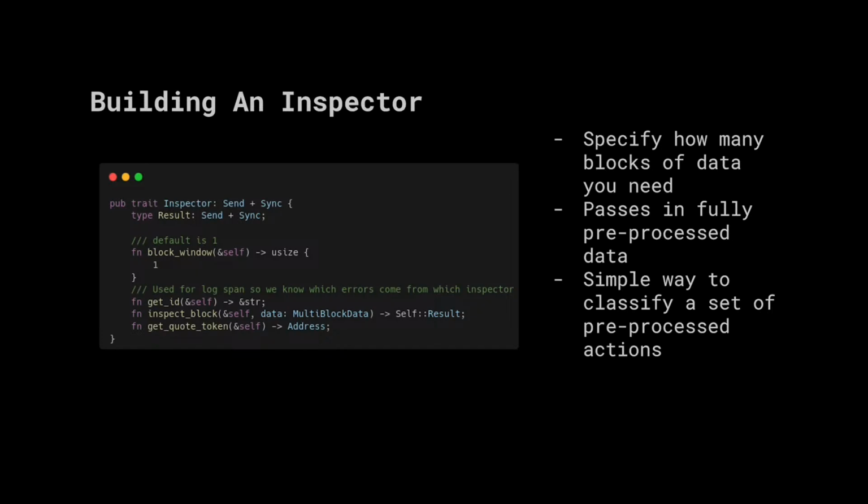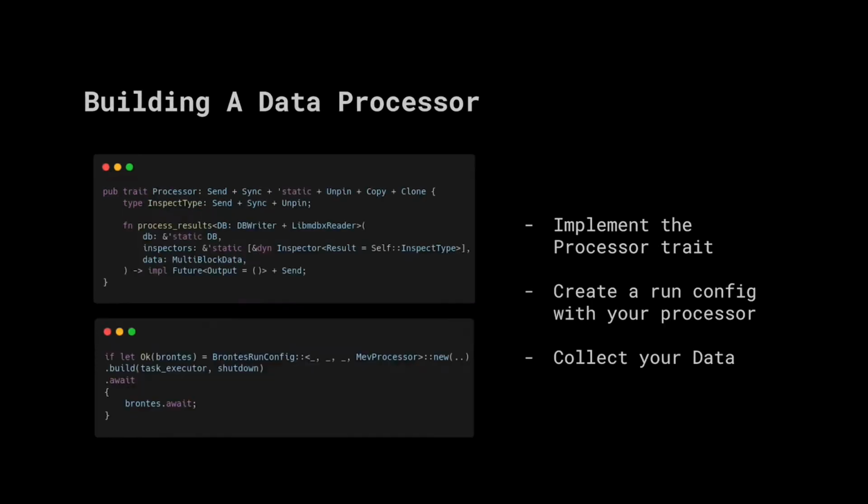So if you wanted to build an inspector that did something super simple, this is all you need to implement, right? You define what block window you want to look at, what you're going to return as a result, and then just write your code, right? So, next slide. Oh, no picture again. Oh, there we go.